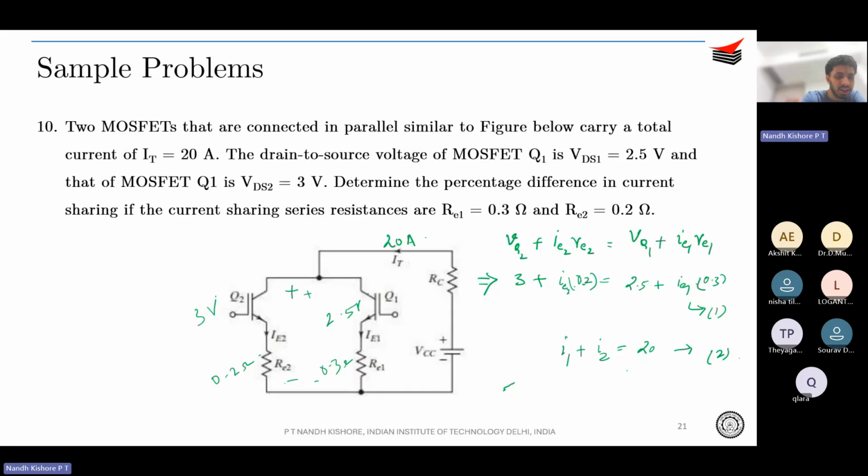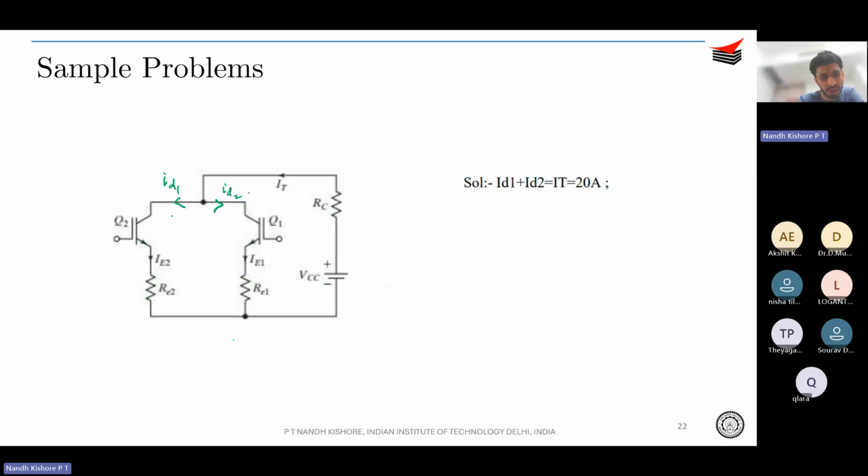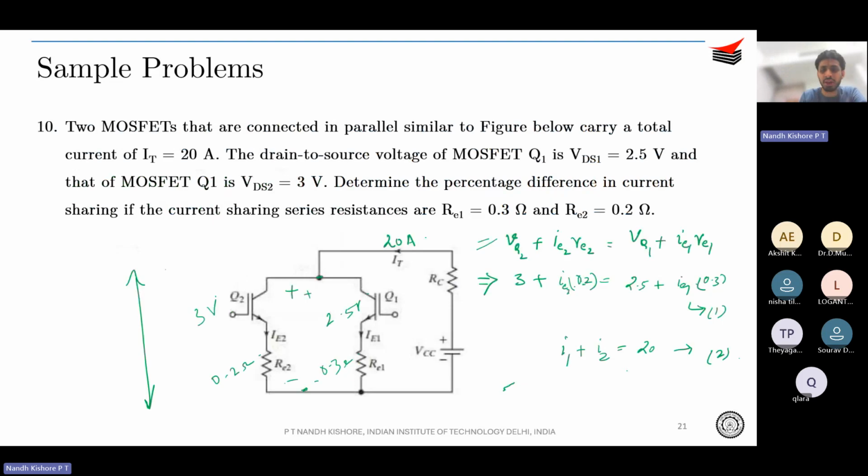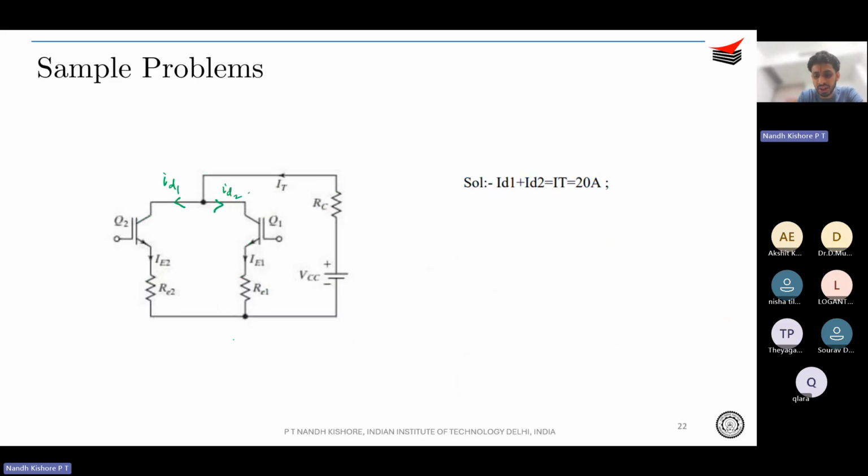You understood, right? Because they are in parallel, we are just equating the voltages from this point to this point. And the other expression is KCL: ID1 plus ID2 is 20 amps, IT. So we have two linear expressions with two unknowns. In the interest of time, I'm not going through the solving part, but these two expressions need to be solved, and you will obtain ID1 and ID2.